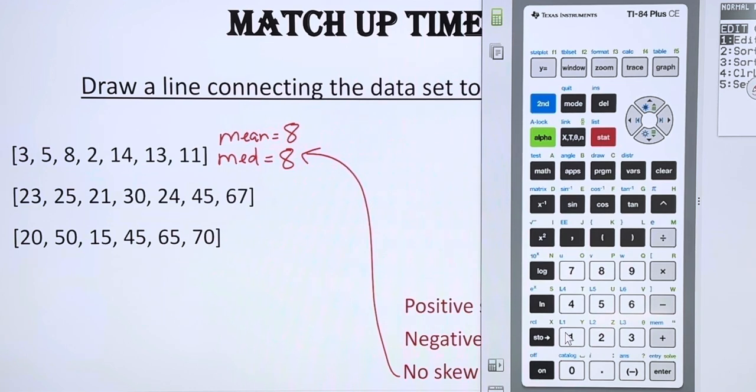Stat, edit. 23, 25, 21, 30, 24, 45, 67. Okay, done. Stat calc. And I'm going to go through. And again, I'm going to collect.